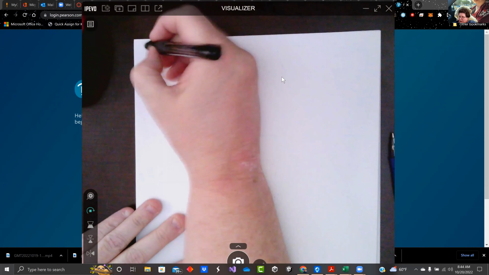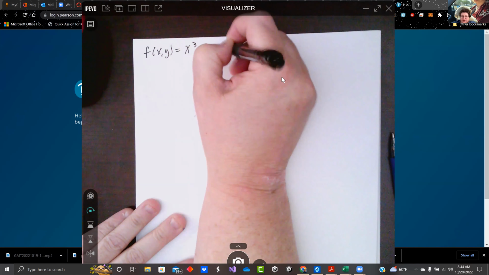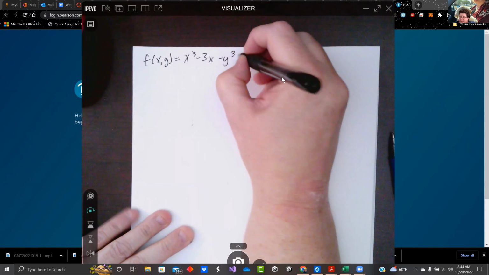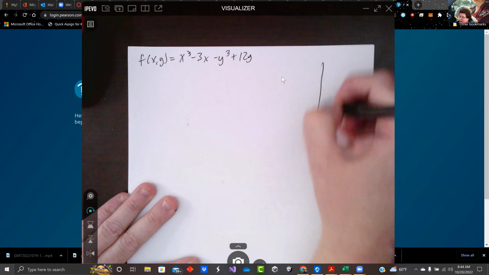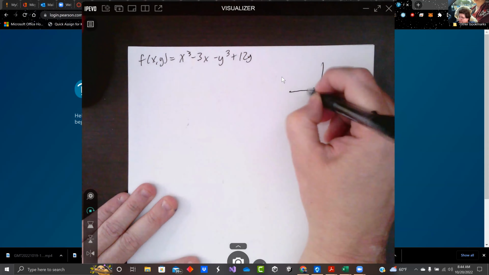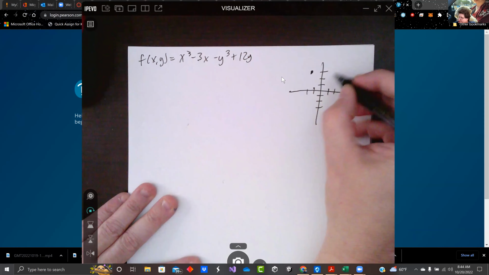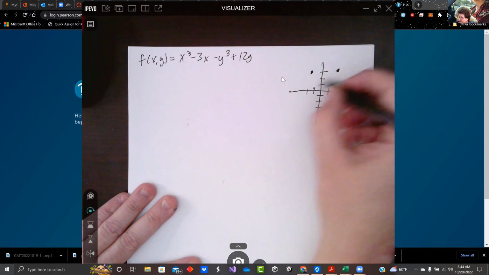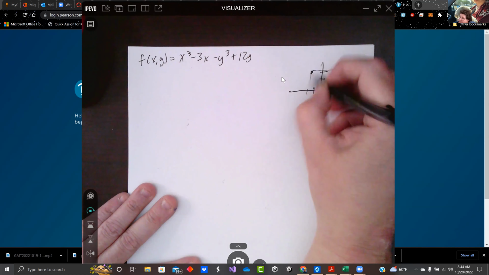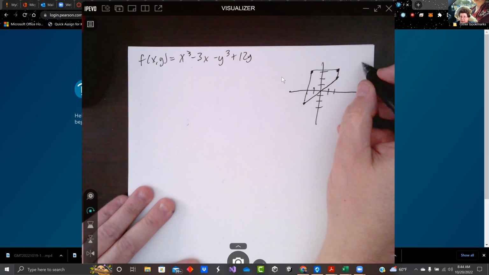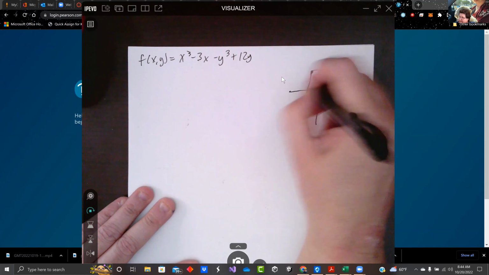Number 7, f of x, y equals x cubed minus 3x minus y cubed plus 12y. And we've got a quadrilateral with vertices. I'm going to draw it. We got (-2, 3). Let's draw some pictures. (-2, 3) is up here. (2, 3) is up here. (-2, -2) is right here. And (2, 2) is right there. So it's not a rectangle. So I'll call the vertices A, B, C, and D.